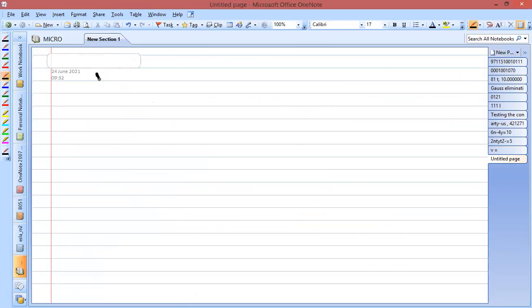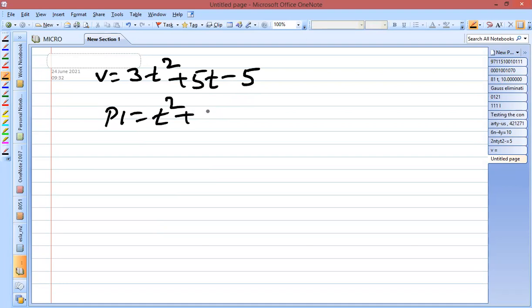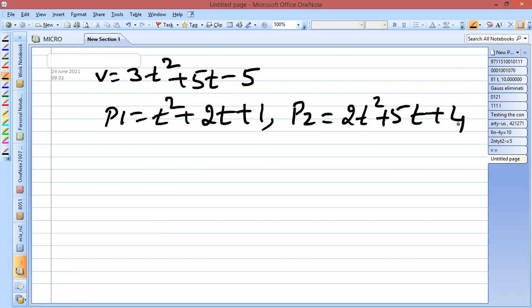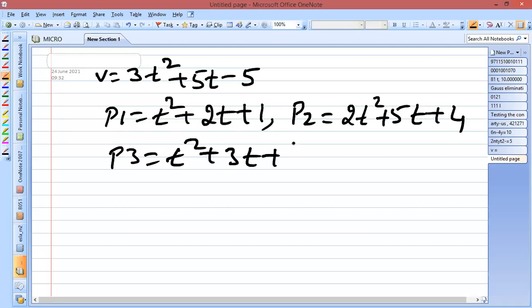Express the polynomial v is equal to 3t square plus 5t minus 5 as a linear combination of the polynomials p1 is equal to t square plus 2t plus 1, p2 is equal to 2t square plus 5t plus 4, and p3 is equal to t square plus 3t plus 6.